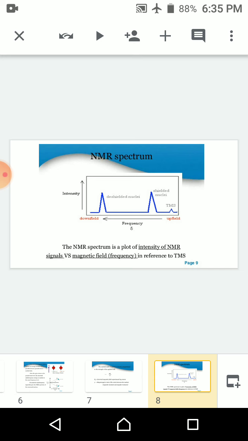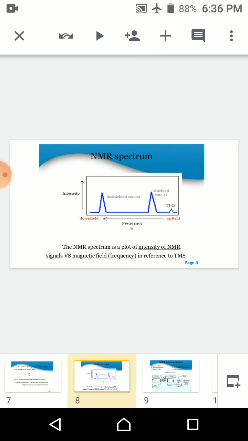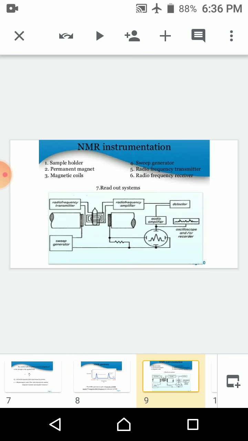Here you can see the NMR spectrum. The NMR spectrum is a plot of intensity versus frequency. By the diagram you can understand downfield and upfield. The NMR spectrum is a plot of intensity of NMR signals versus magnetic field. It is called frequency, in reference to the TMS. TMS is a reference compound which is used in the NMR process.